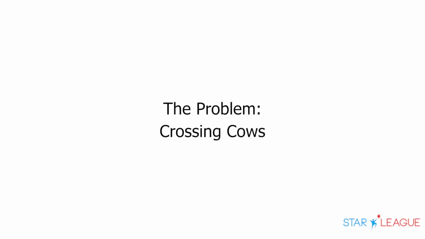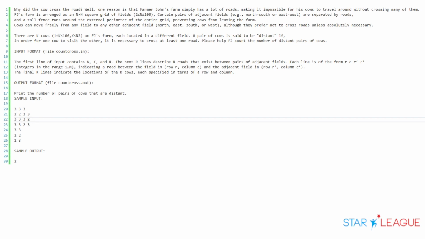In this problem, we will see why did the cow cross the road. Farmer John has a lot of fields that might have a lot of roads, making it impossible for the cows to travel around without crossing many of them. The farm is arranged as an n by n grid of fields, where n is between 2 and 100.